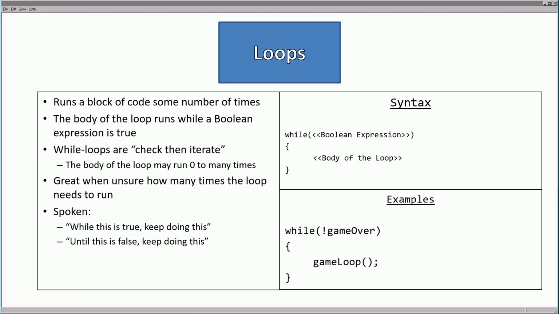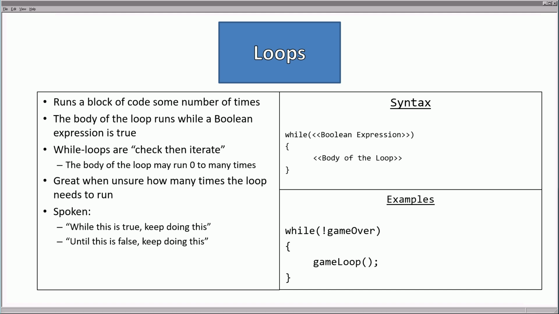Now, the other part of flow control is called loops. Basically the idea is you're running a block of code some number of times over and over again. And the block of code is indicated by the body of the loop. One very common loop is called the while loop, and these are check then iterate types of loops. So in other words, while this Boolean expression is true, you run the body. However, if this Boolean expression is false from the beginning, the body is completely ignored. So the body of a while loop may run 0 to many times.